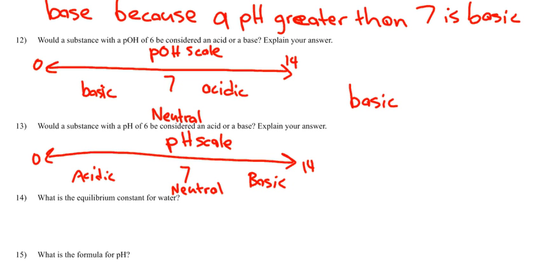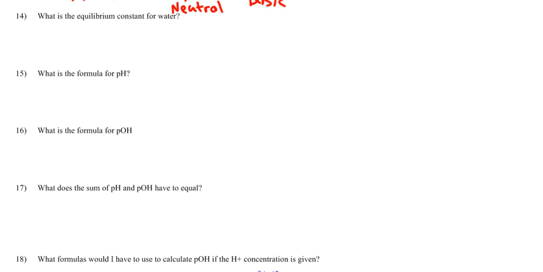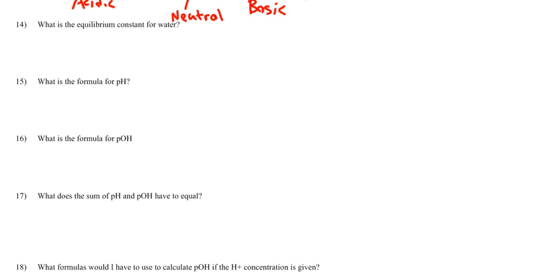Okay. Now, the next question I ask is something that you can find right on your formula chart. What is the equilibrium constant for water? From the formula chart, K water is equal to 1 × 10⁻14. Okay. And it's moles squared over liters squared.